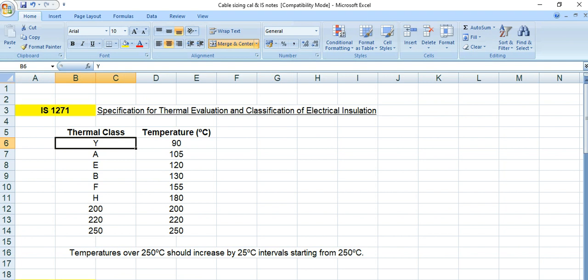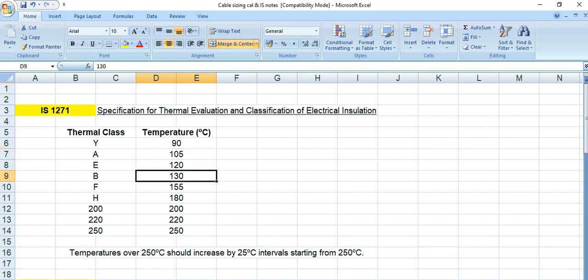for certain thermal classes. Suppose some are designed for thermal insulation class A or E, B, F. So these are the thermal classes, and this right hand side is the corresponding temperature.